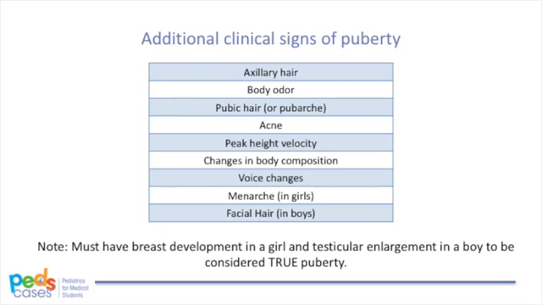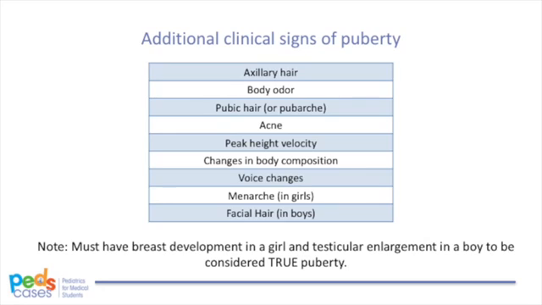There are additional clinical signs of puberty that we may observe, including axillary hair, body odor, pubic hair, sometimes referred to as pubarche, the onset of pubic hair, acne, peak height velocity, and changes in body composition. Menarche, or the onset of menses, can be observed in girls, and the growth of facial hair can be observed in boys. Now, you might wonder, what if a girl only has pubic hair but no breast development? What if a boy has acne, axillary hair, and pubic hair but no testicular enlargement?